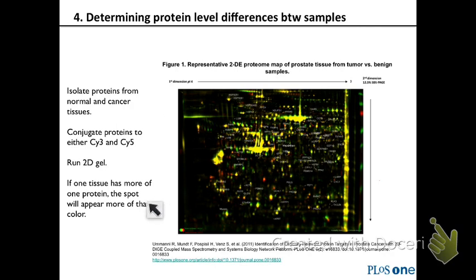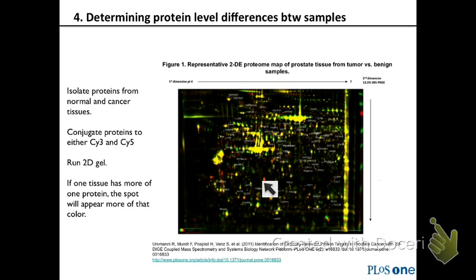And if one tissue has more of one protein, then the spot will be more of the color that you label the proteins with in that sample. So for example, here, if we labeled the cancer sample with CY5, CY5 is red, right, and I look at this spot here, there is a protein here that appears more red than green, what would you say about this protein's level between the cancer and the normal sample?